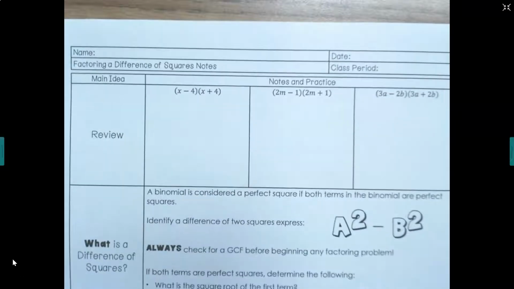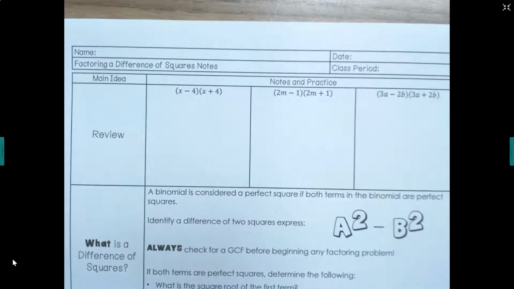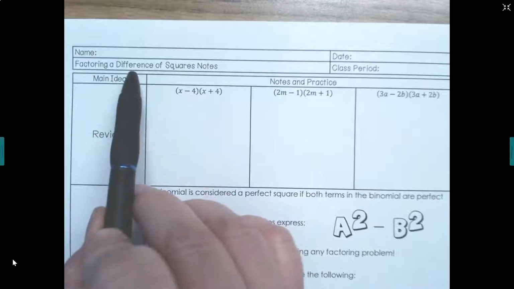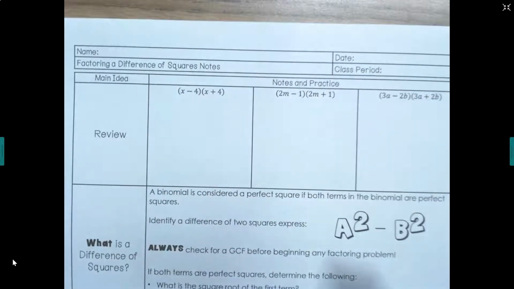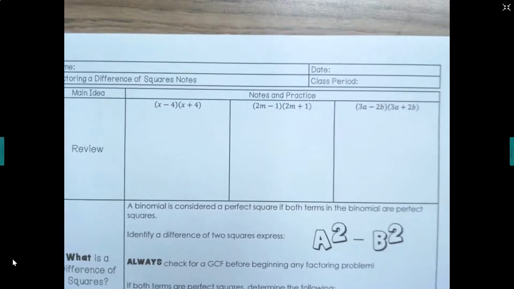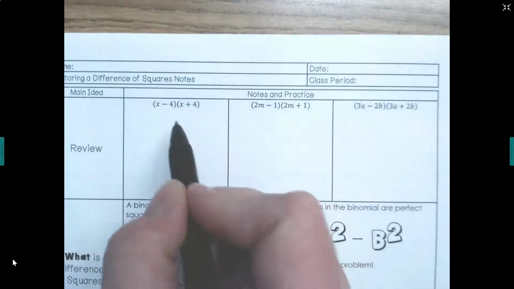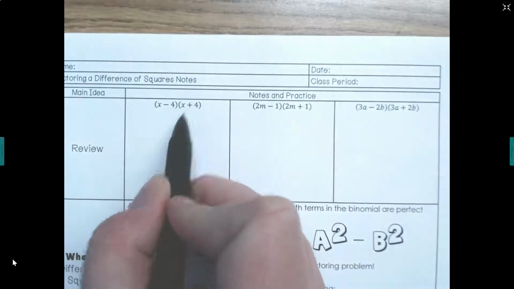Alright, so as the name implies, difference of squares. So we're talking about some square roots and a difference, meaning subtraction. I have some review problems for you, types like we've done in the past. So let's go ahead and multiply these together. So I have x minus 4 times x plus 4.